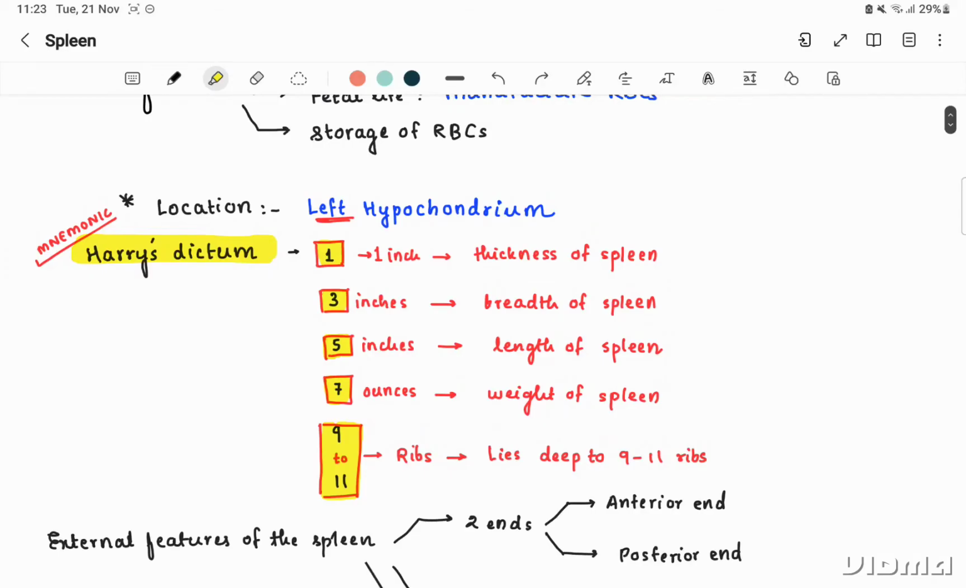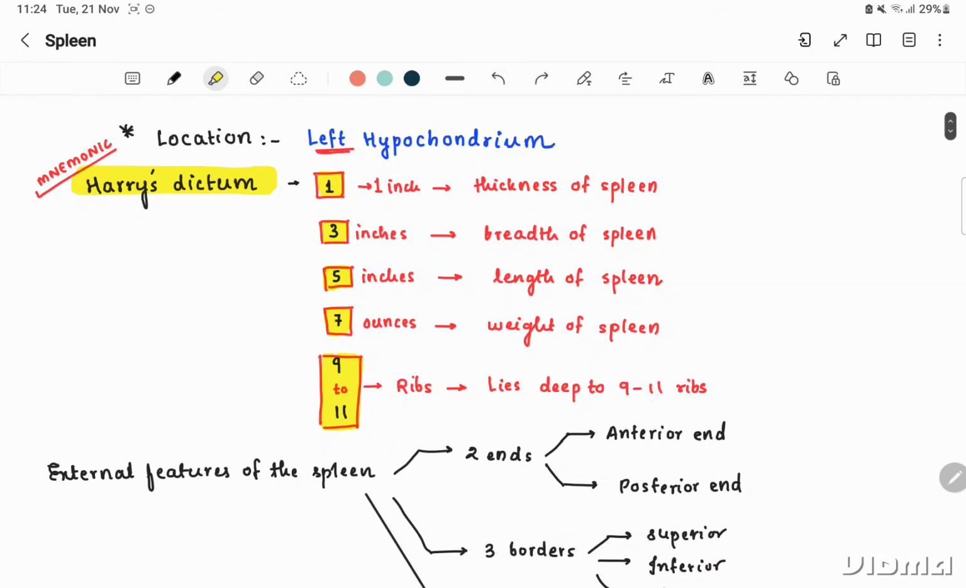Okay, hematopoiesis and all. So what is the location? Location is the left hypochondrium. We know the region, left hypochondrium. That's why I discussed the quadrants of the abdomen in the very beginning. This is present in the left hypochondrium. What is Harris dictum? Harris dictum helps.